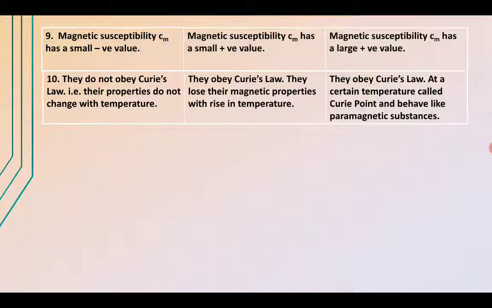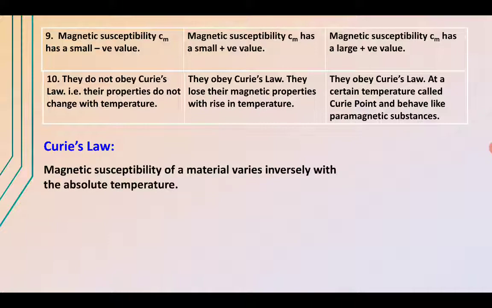Now, what is this Curie law? Basically, the Curie law is defined as, from the experiment, it has been found that intensity of magnetization of a paramagnetic material is directly proportional to the magnetizing field intensity H and inversely proportional to the absolute temperature. So, the magnetic susceptibility of the material is given as I is proportional to H upon T, or I upon H is proportional to 1 upon T.